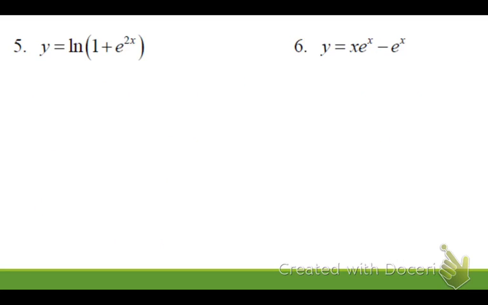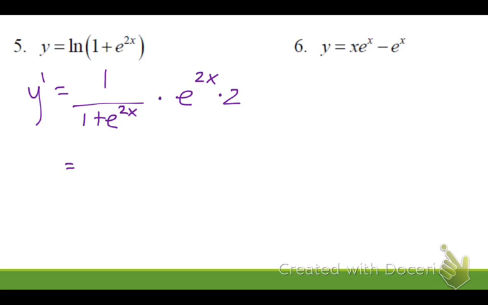All right, let's look at 5. What is the outside function on number 5? ln of something. What's the derivative of ln of something? 1 over something. Good. So this would be y prime equals 1 over something times the derivative of something. What's the derivative of 1 plus e to the power of 2x? Good. E to the power of 2x times 2, which is 2e to the 2x.